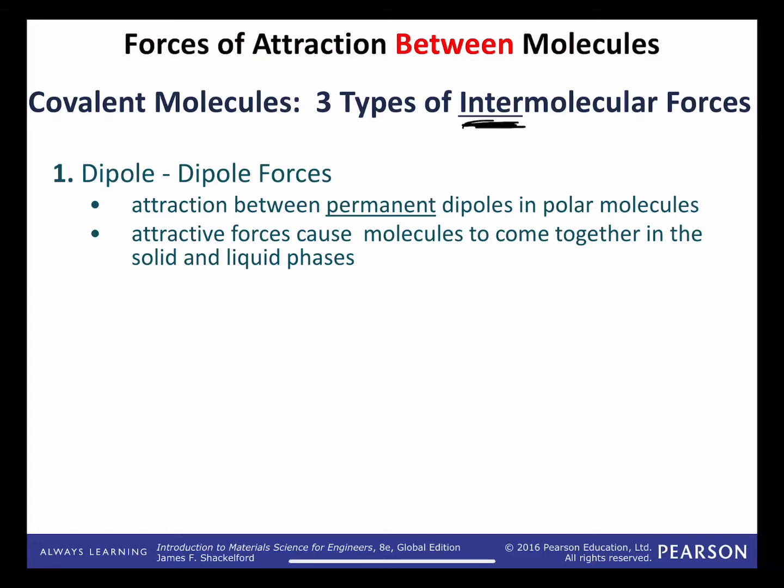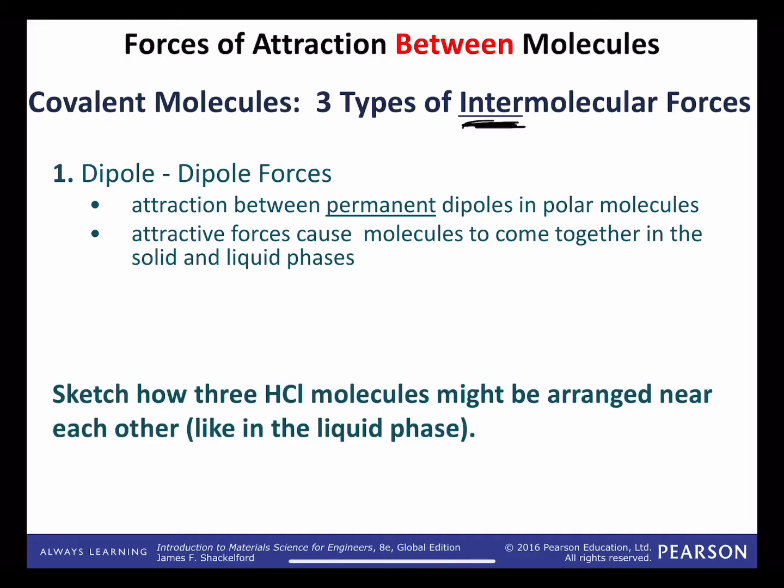Okay, so the result there is that if there's dipoles on two different molecules, there can be an attraction between those permanent dipoles in those polar molecules. The attractive forces here cause the molecules to come together and often condense to form solids or liquids.